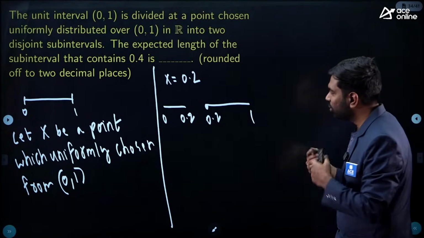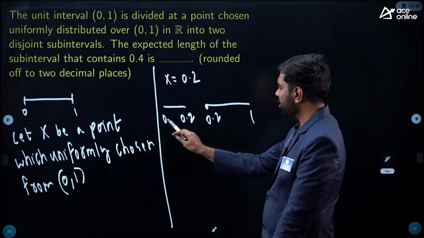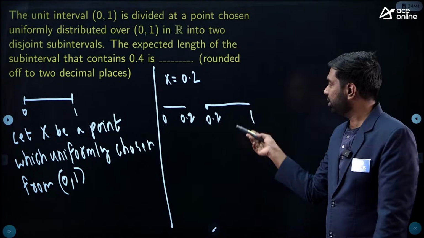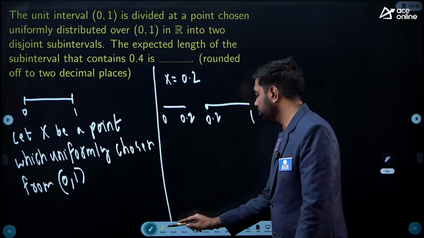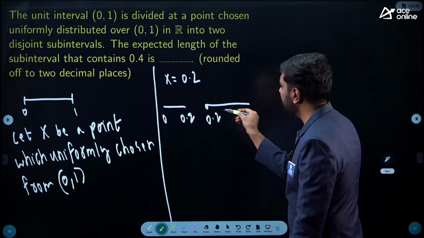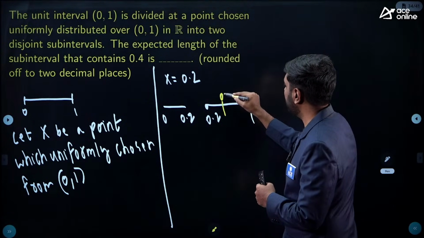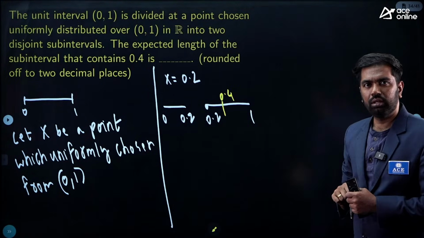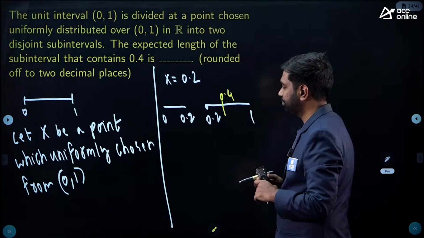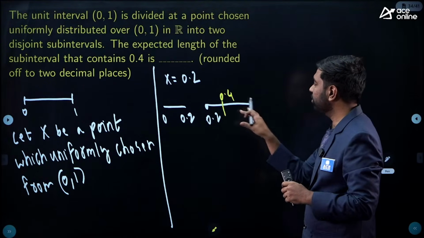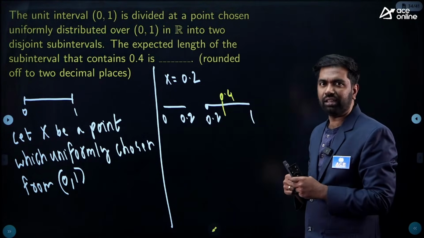Now, which subinterval am I interested in? Are you interested in the interval 0 to 0.2 or in the interval 0.2 to 1? Actually, I am interested in the interval 0.2 to 1 because this is the subinterval which contains the value 0.4. So this is where you have 0.4. Now the question is, look at its length. Right now the length is 0.8, because this is 0.2 and this is 1.